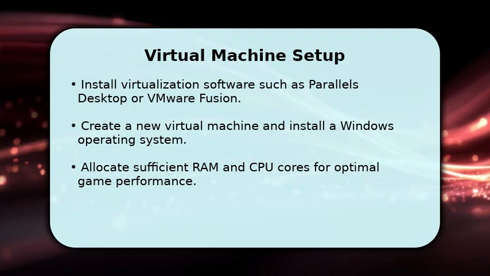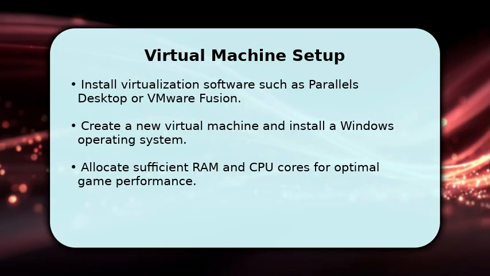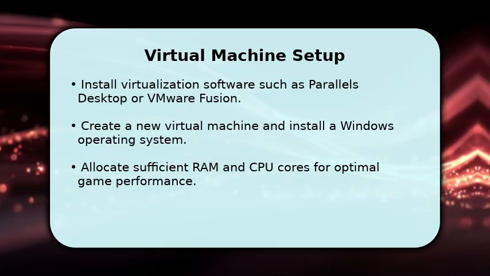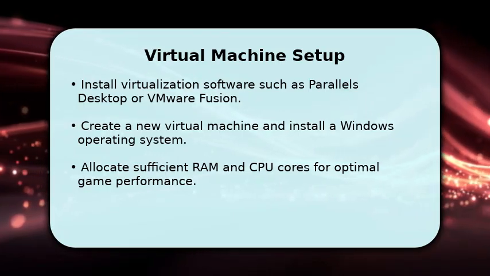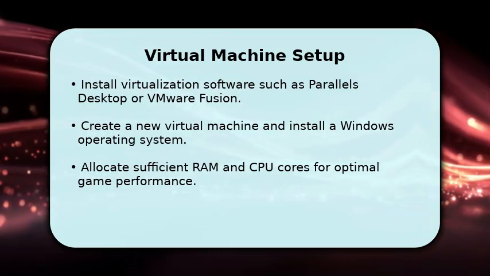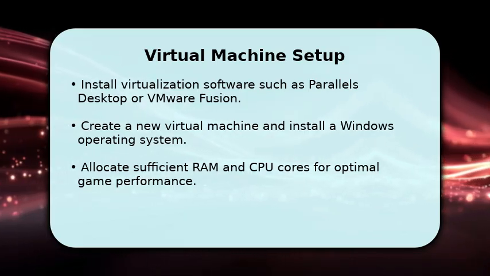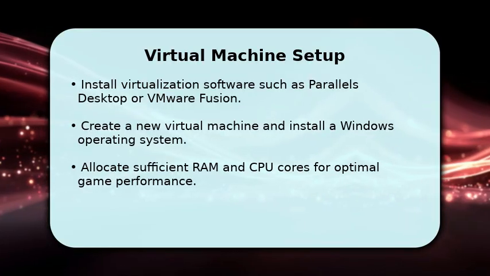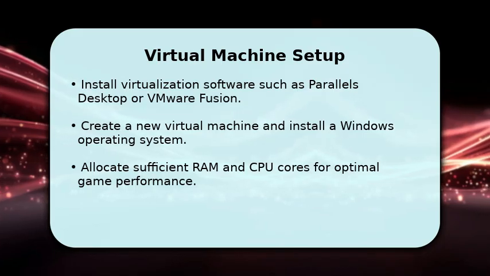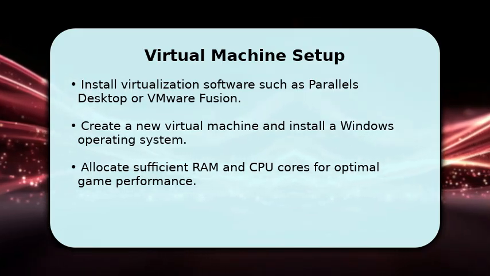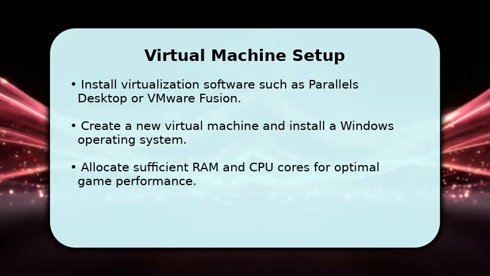One effective way to play Age of Empires 3 is through a virtual machine. Software like Parallels Desktop or VMware Fusion allows you to run Windows directly on your Mac. After installing your chosen virtualization software, create a new virtual machine and install a Windows operating system. Ensure you allocate at least 4 GB of RAM and 2 CPU cores for smooth gameplay. Then, simply install Age of Empires 3, as you would on a regular Windows PC.